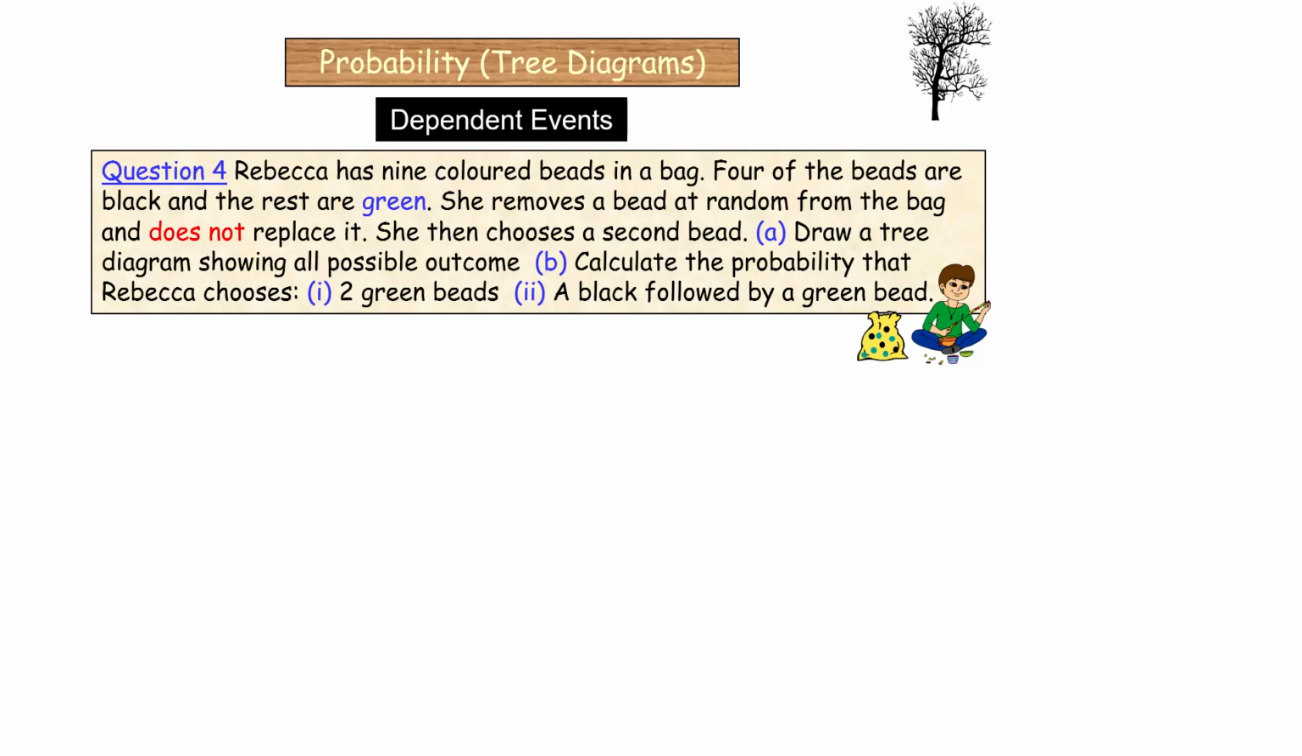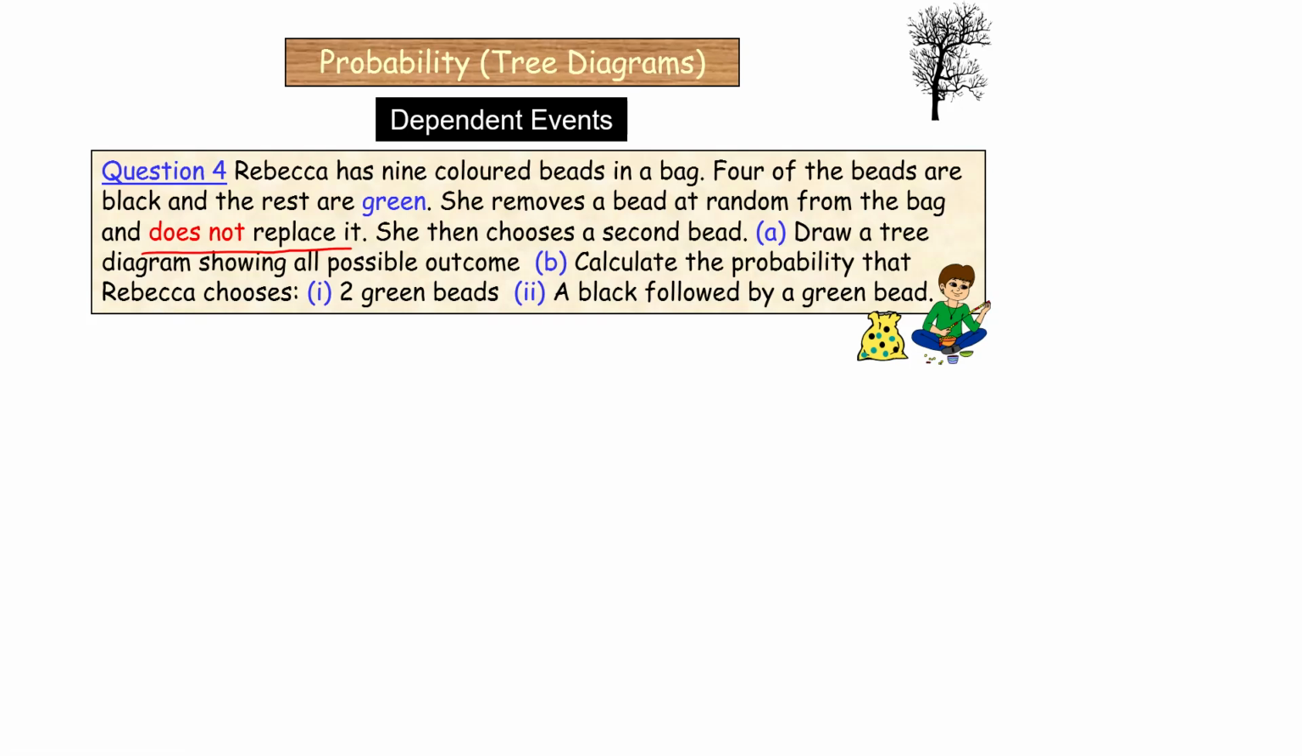Okay, so this example is an example of a dependent event. So one event depends on what's happened in the other event. So here Rebecca has 9 colored beads in the bag, same as before. 4 of them are black, the rest are green. She chooses a bead at random from the bag and does not replace it. So the selection in the first instance is going to affect what happens in the second selection. She then selects a second bead. So draw a tree diagram showing all possible outcomes.